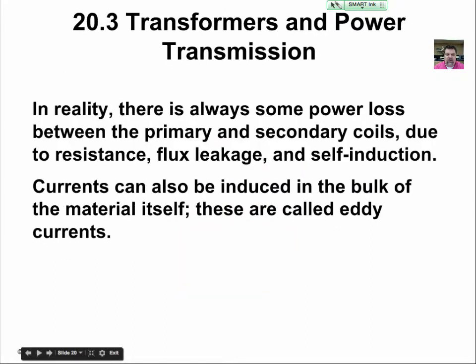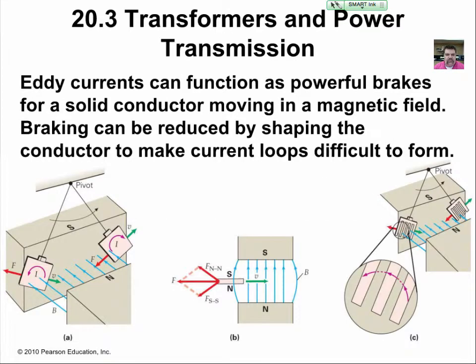In reality, there's always some power loss because no energy transfer is 100% efficient between the primary and secondary coils, due to resistance, flux leakage, and self-induction. Currents can also be induced in the bulk of the material itself. These are called eddy currents. Eddy currents can function as powerful brakes for a solid conductor moving in a magnetic field. Braking can be reduced by shaping the conductor to make current loops difficult to form.